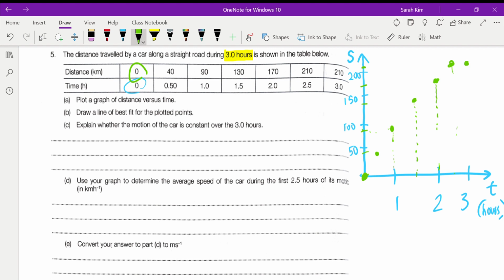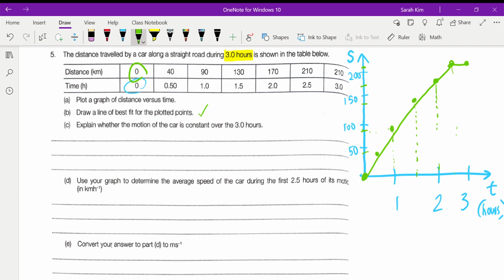So if I connect these dots, it would go something like this and like that. Cool. Draw a line of best fit for the plotted points, so that's what I did. Explain whether the motion of the car is constant over the 3 hours.